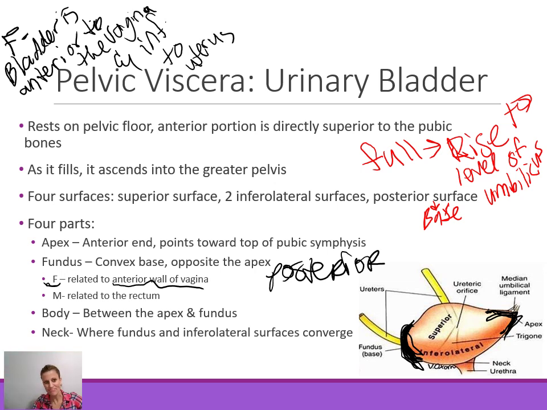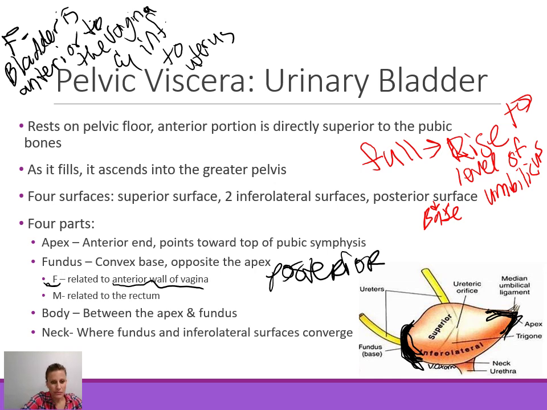to the uterus, which is why pregnancy is associated with urinary frequency, having to go pee all the time, not being able to fill the bladder very much because the uterus sits right on top of the bladder. So as the uterus grows, it compresses the bladder. Again, we'll see that on the next slide.